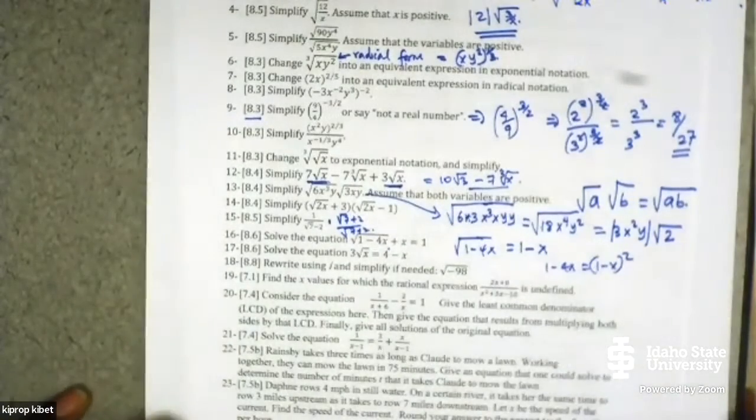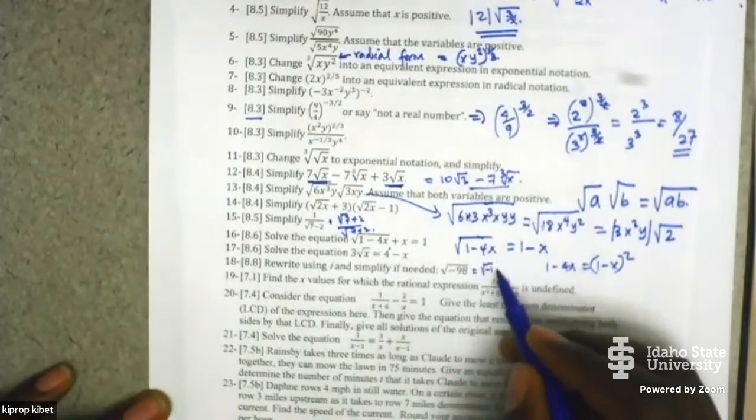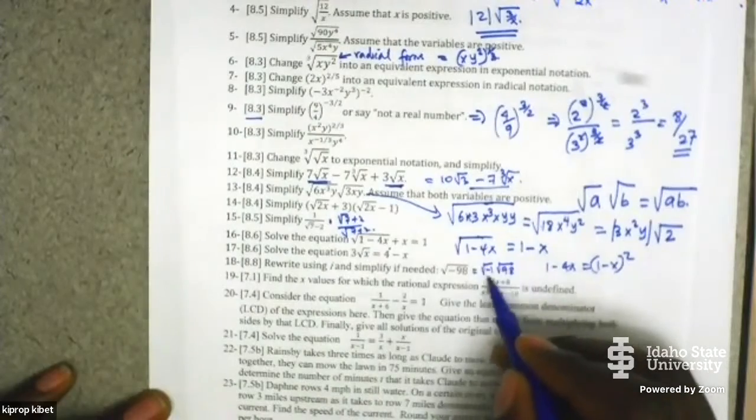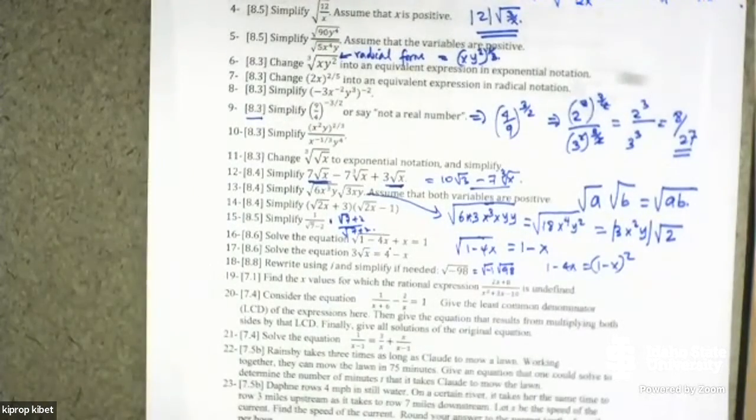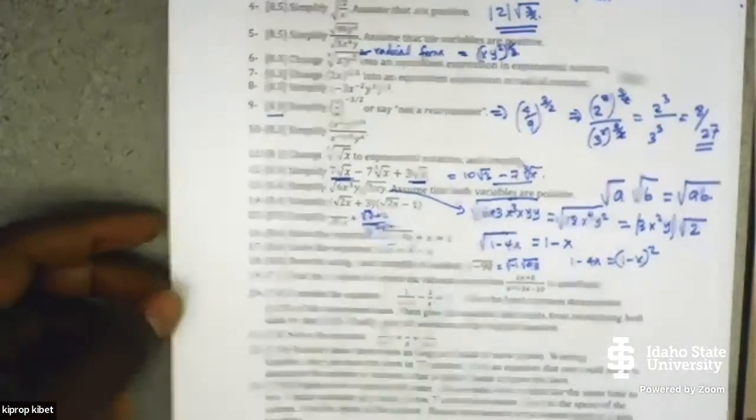Section 8.8 is complex root. You know how to do the complex root. So this is similar to the square root of -1, the square root of 98. So the square root of -1 is what? It's i. Then you simplify the square root. We have cleared that, so that's another section you can review for your final exam.